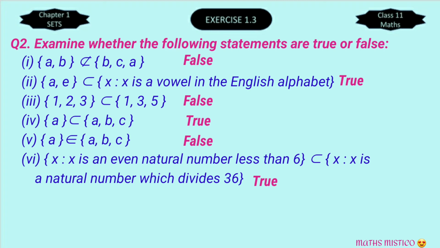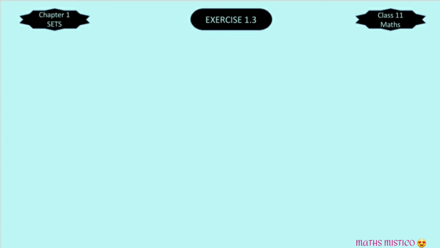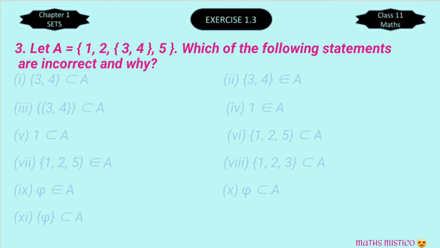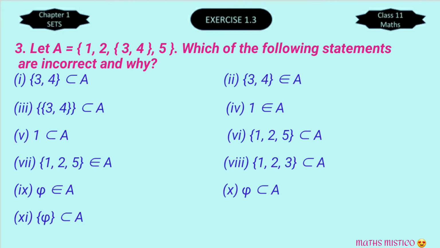In question 2, 5th part, the symbol is belongs to. This symbol is used for elements, and the second set does not have any set as an element in it, so the statement is false. So be careful while interpreting the various symbols. Now solve question number 3. You have to give a reason if you find that the statement is incorrect.